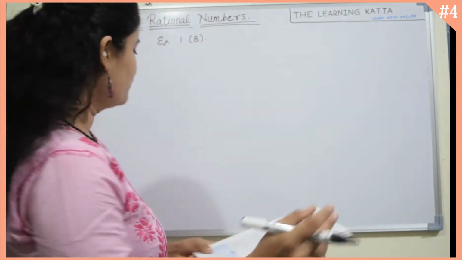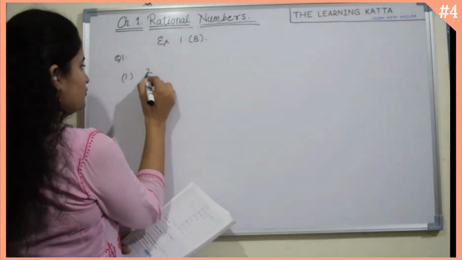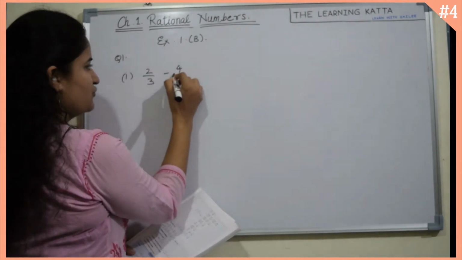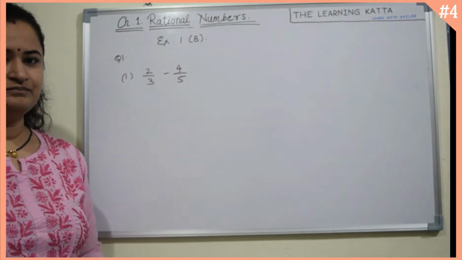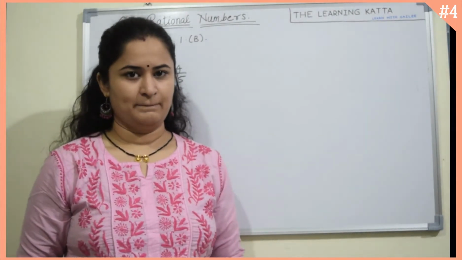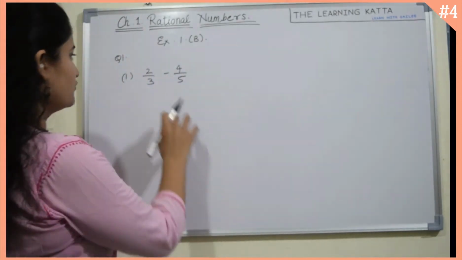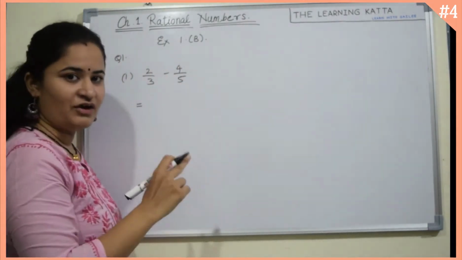So first is evaluate. First question from that is 2 by 3 minus 4 by 5. Now when we are subtracting, obviously like addition, we need the denominators to be same. So let's do that first. So first we will find the LCM. So LCM of 3 and 5 is 15.